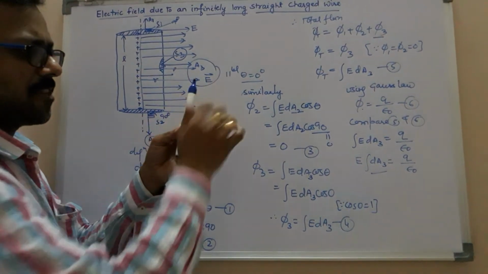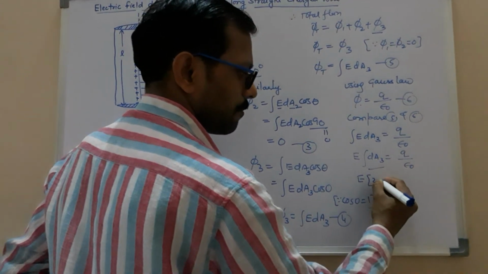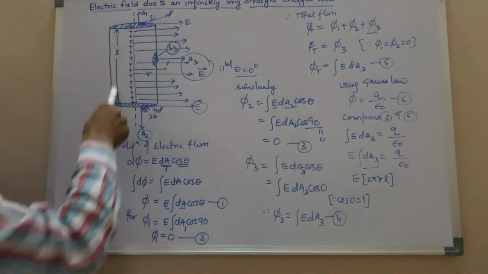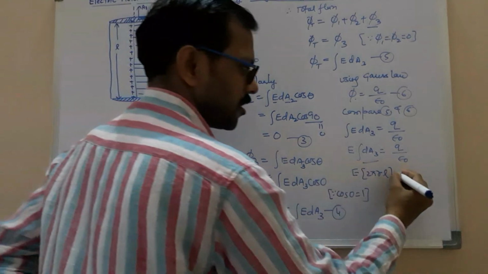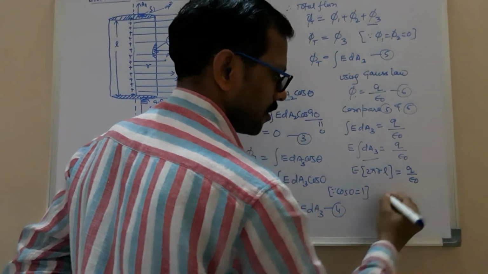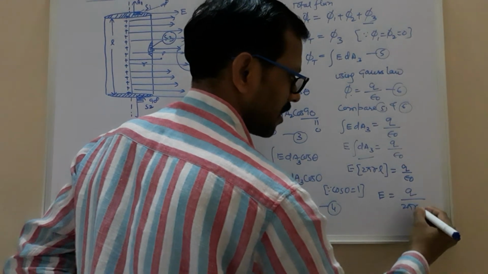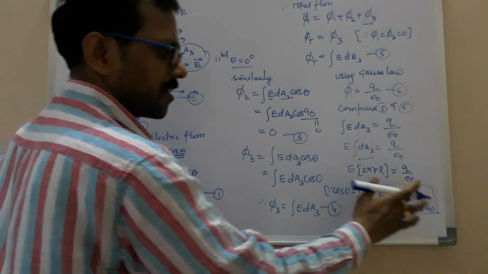And what is the curved surface area of a cylinder? This equals 2 pi r h. What is h? Here it is L. Correct? So the height of the wire is taken as the length. So E times 2 pi r L equals Q upon epsilon naught. So the electric field is equal to Q upon 2 pi r L epsilon naught. This is the electric field in terms of the length.